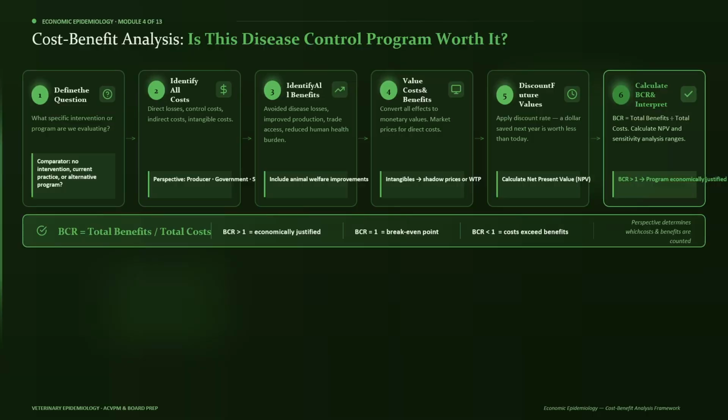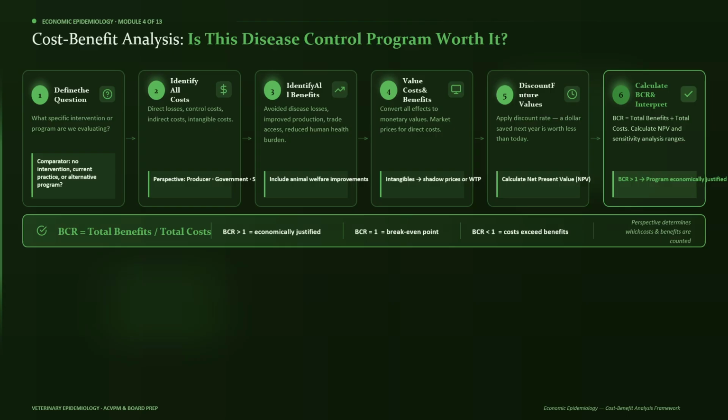Now let's build the cost-benefit analysis framework. Six steps you can apply to any program. Step 1, define the question. Exactly what intervention are we evaluating? Against what comparator? And from whose perspective? Producer, government, or society? That perspective choice drives everything that follows.